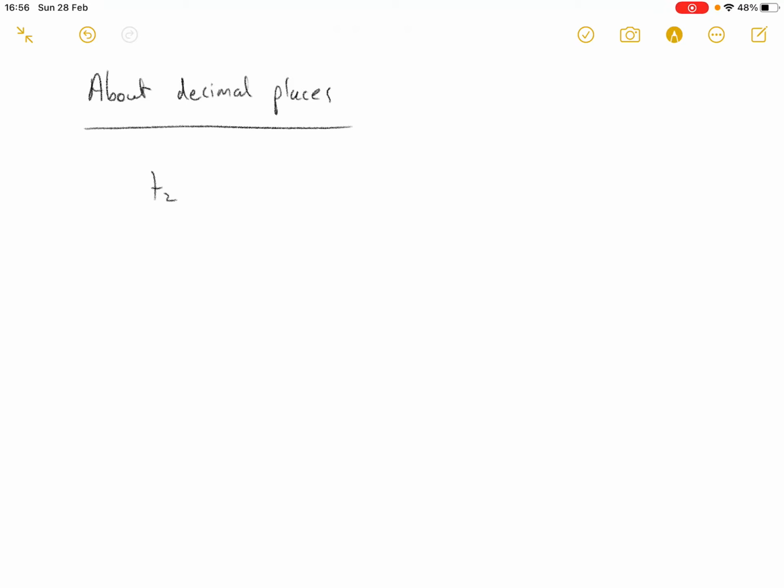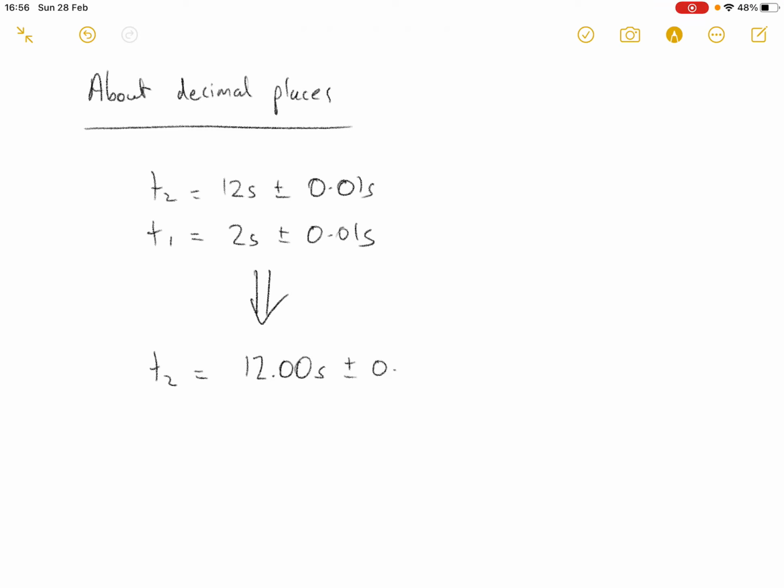So I made some measurements in the previous video, which were 12 seconds plus minus 100th of a second, 2 seconds plus minus 100th of a second. And for the sake of consistency, we like to keep the decimal places the same. So what I would do in my IA report would be to write this as 12.00 seconds plus minus 0.1 seconds. Notice the first number there has 2 decimal places, so does the uncertainty, and I would do exactly the same for the second value.